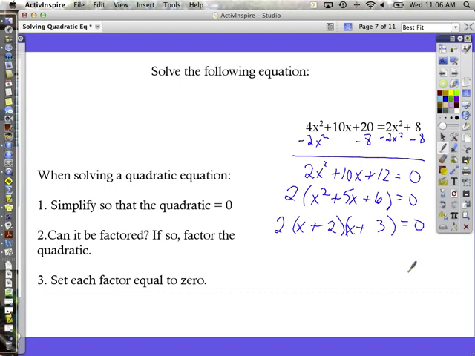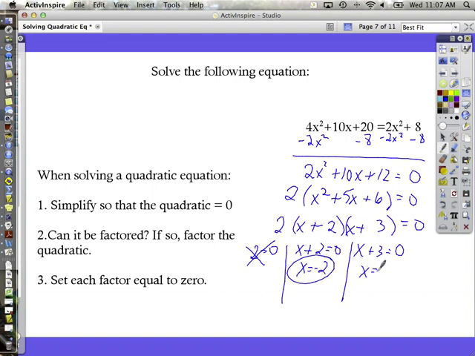Now, when I'm setting this equal to 0, if you set 2 equal to 0, does that make any sense? I know it doesn't. 2 can't equal 0. 2 is a number. It's not 0. So they're not equal. So this doesn't make any sense at all. You could have just divided everything by 2 because it is an equation at the beginning. So I get x equals negative 2 as one solution and x equals negative 3 as my other solution.